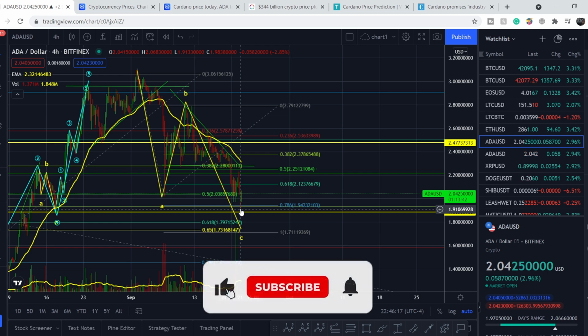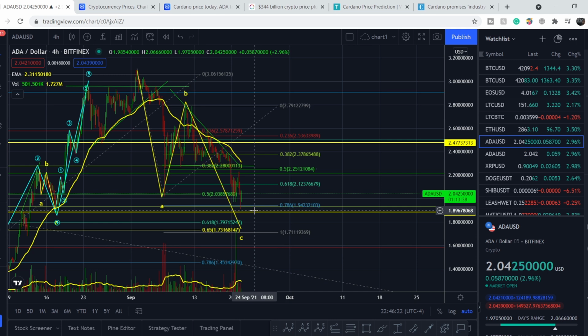So I think from the technical standpoint that's it for now. Just be cautious, and if you want to invest in this token for the long term, just accumulate your position.